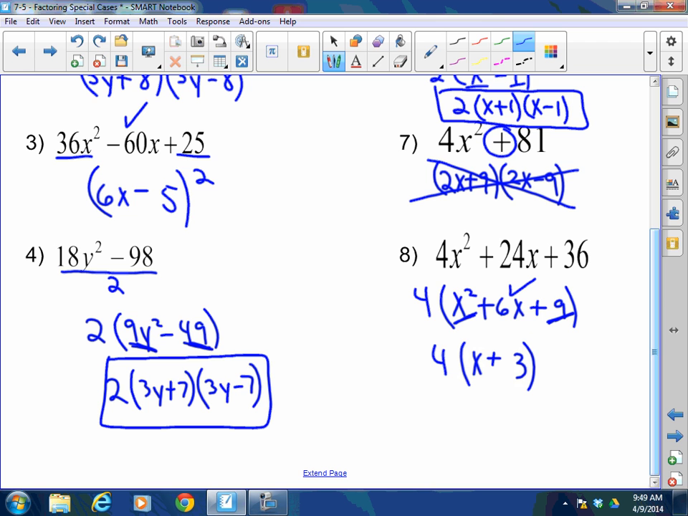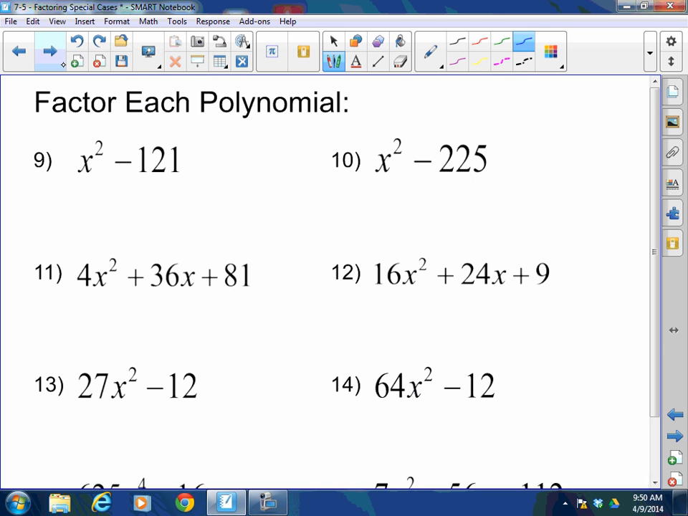6x. So this is a perfect square trinomial. Done. Does this make sense, my friends? Okay, this is going to be the last thing that we really learn. Tomorrow, we're just going to practice when to use what. But I got to make sure you understand this. You're good with this. Okay, let's continue.